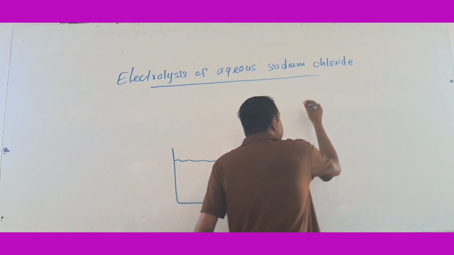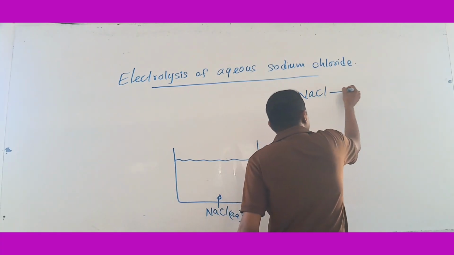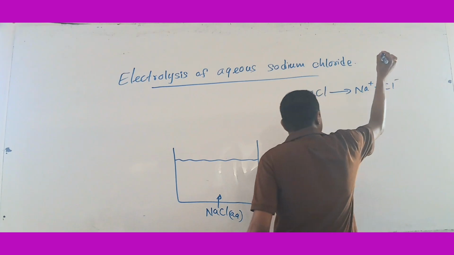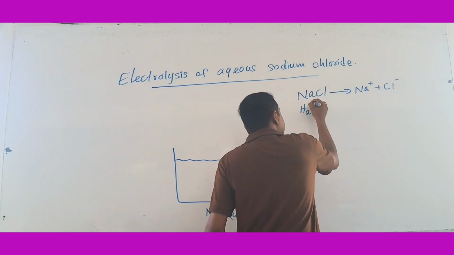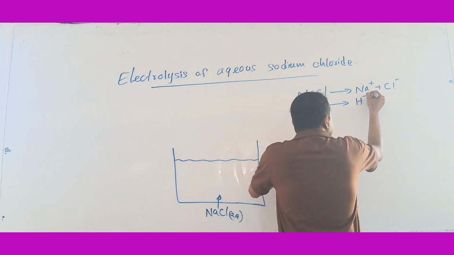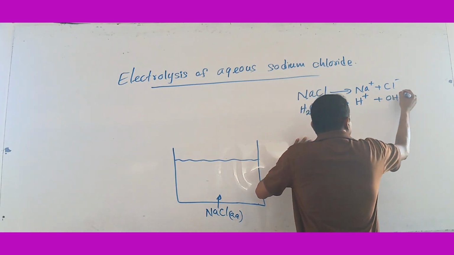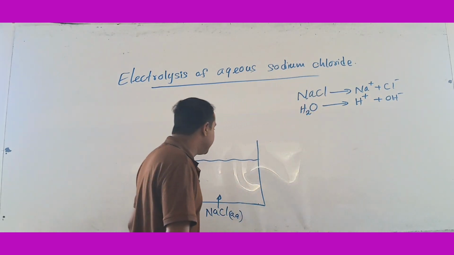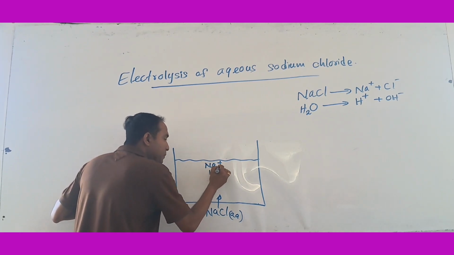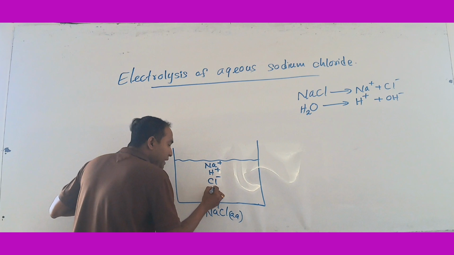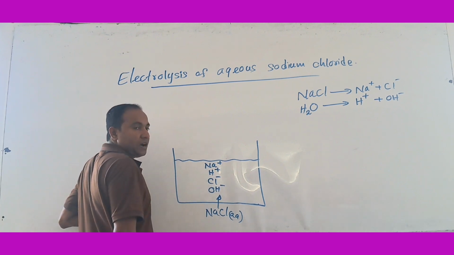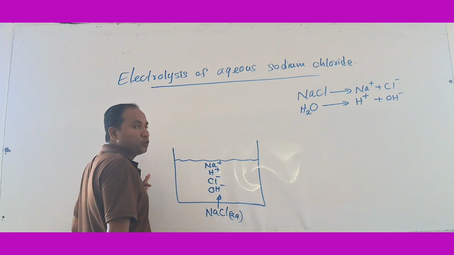Sodium chloride is ionized and forms Na plus and Cl minus. Another compound contained in this solution is water, no? Water is also ionized as H plus and OH minus. So what are the ions contained in this solution? Sodium plus, H plus, chloride, and OH minus.